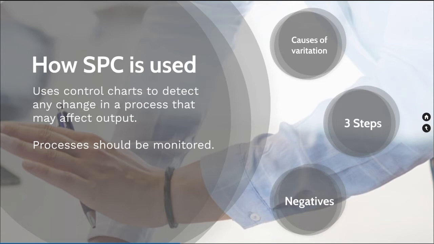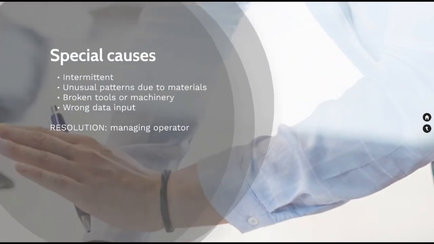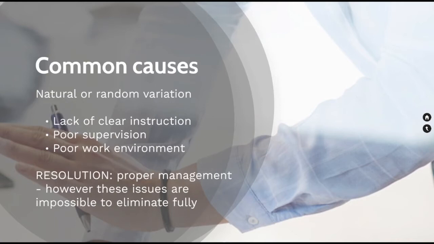There are many causes for variation in the output, and they can be put into two separate categories: special causes and common causes. Special causes consist of intermittent, unusual patterns that are caused by the raw materials used, broken tools or machinery, or a wrong data input. These problems can be solved by someone like a managing operator, providing they have the power and expertise to do so. Whereas common causes tend to be more natural or random forms of variation in the output.